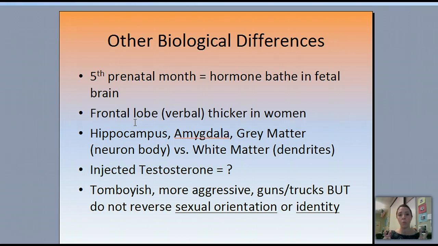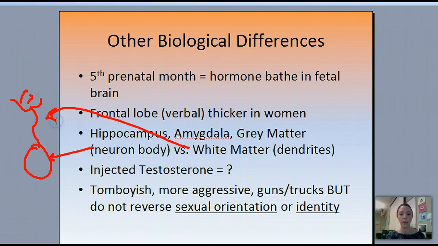So gray matter in the brain is considered like the actual neuron body, right? During our biology unit, this would be the gray matter of the brain, and then the white matter is considered the axon body and all the dendrites. So we consider this gray matter right here, the body, and then the white matter is all this extra stuff. And we find a lot more white matter in women than we do in males, right?